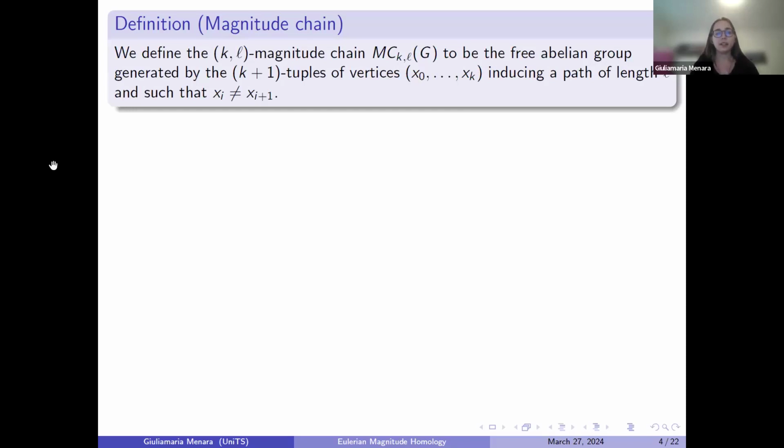So let's get started with the definitions. We're going to need two ingredients to define magnitude homology: the magnitude chain and the boundary map. First, the magnitude chain is defined as a free abelian group generated by k plus 1 tuples of vertices such that the path induced in the graph by visiting these vertices in this exact order has length L. We also require that consecutive vertices in the tuple are different.